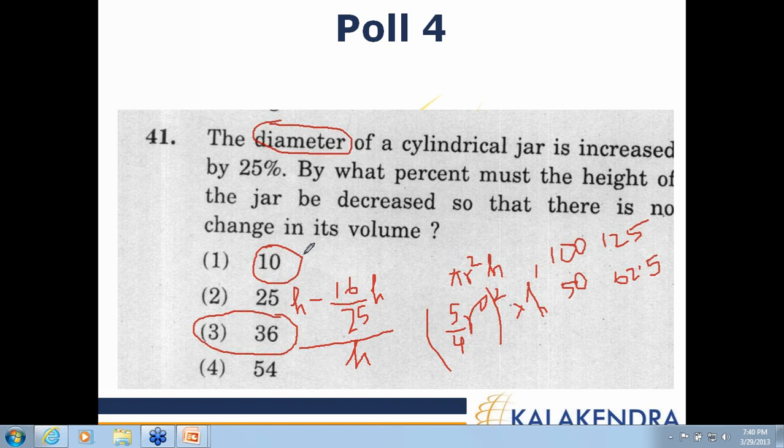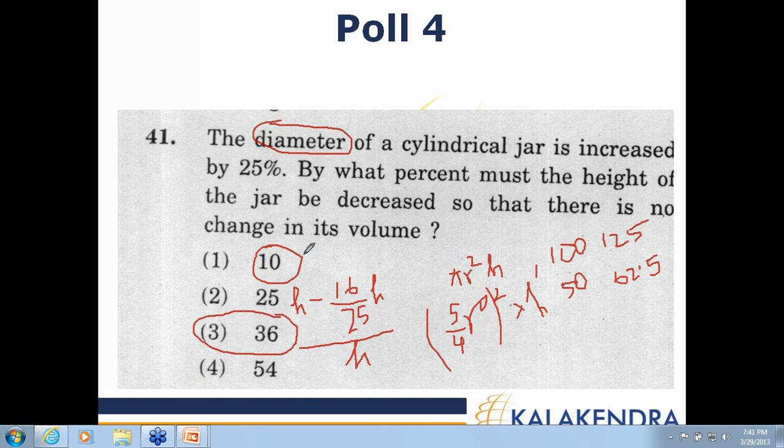Okay. And if it were not a volume, but let's say pi RH, and R had been increased by 25%, it would have been 5 by 4 R, and then H should have become 4 by 5 H, and that's a 20% decrease. So a 25% increase must be compensated by a 20% decrease in the height, which gives you the same product. Essentially, we're talking about the product here of 2 variables.